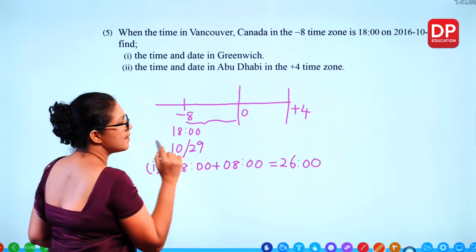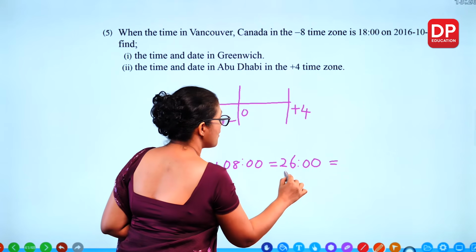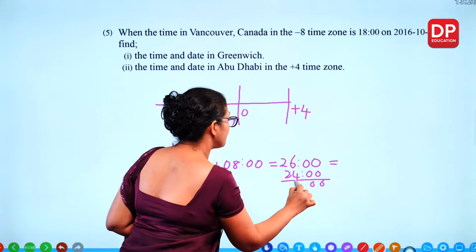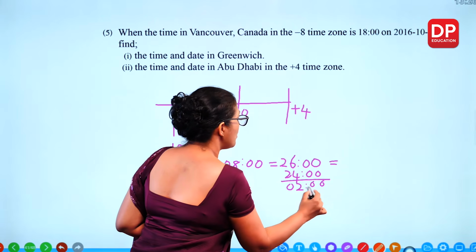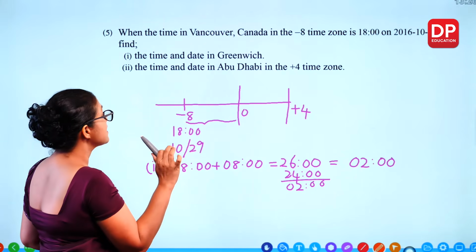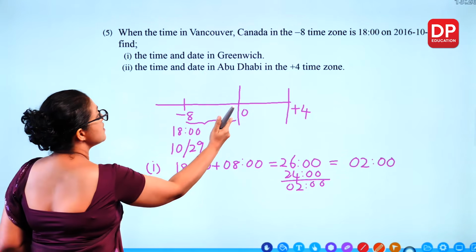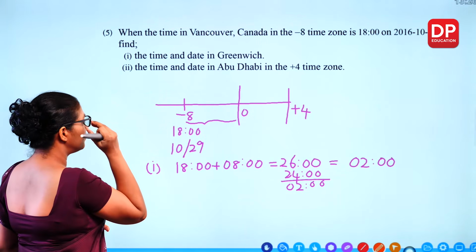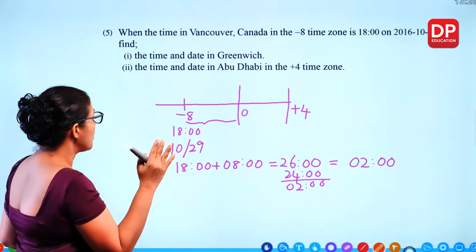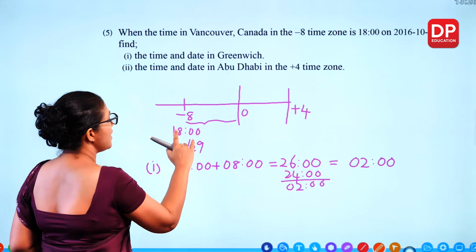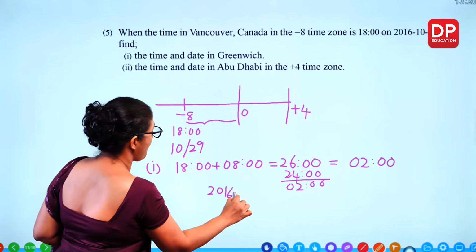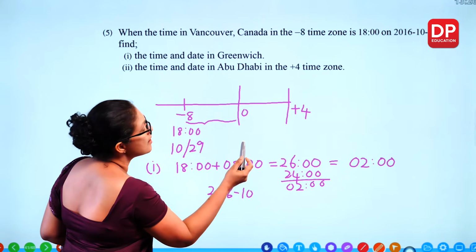You get 26. You can't write like this. Subtract 24 from that. You get 2 in the morning. So 2 hours in the morning. So this is subtracted. No, this is added. So that means next day. So if this is 10/29, next day is 2016, 10/30.